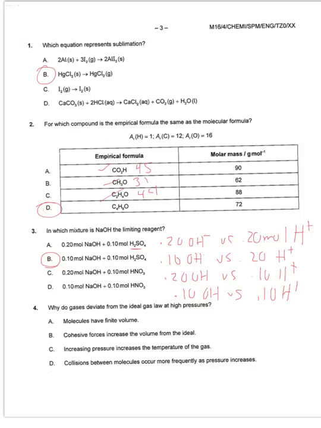Number 4, why do gases deviate from the ideal gas law at high pressures? Well, remember, the definition of ideal gas is no volume and no intermolecular forces. So A, molecules have finite volume. That is true, and that is one reason why they tend to deviate at high pressures. That finite volume becomes obvious. Cohesive forces increase the volume. No, that's not going to be true. Increasing pressure increases the temperature. That's true, but it doesn't explain why it deviates. Collisions between molecules occur more frequently as pressure increases. That's also true, but it doesn't explain why it deviates. So only A explains the deviation.